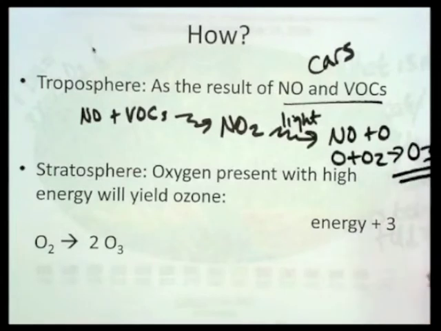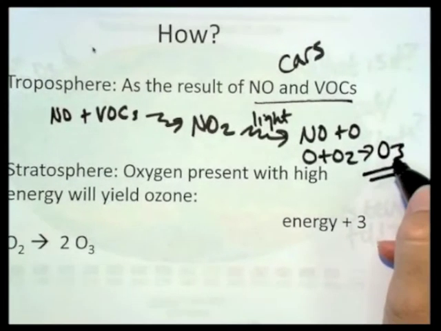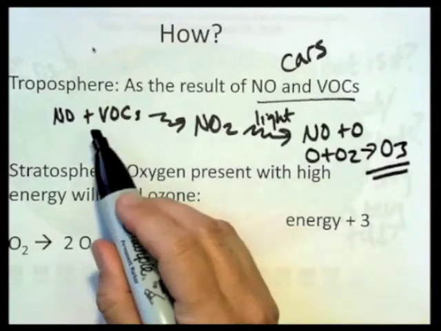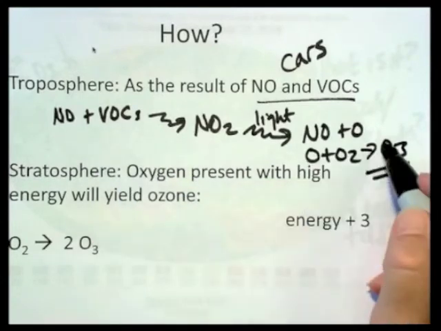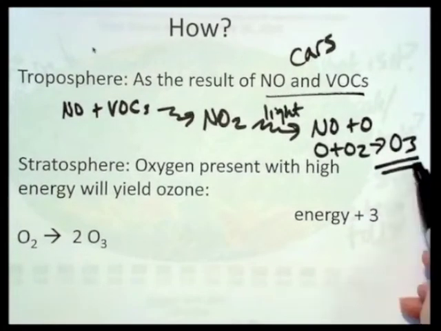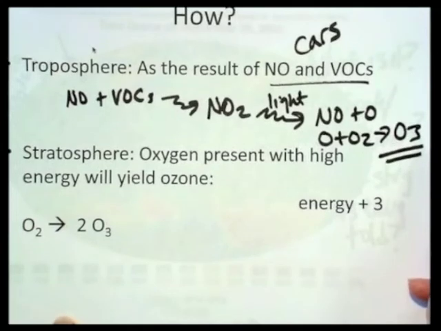So that's why we call tropospheric ozone a secondary pollutant, because it's a result of the primary pollutants undergoing a change in the presence of light to produce the ozone. So that's how we end up with that kind of higher concentration of ozone down in the troposphere.